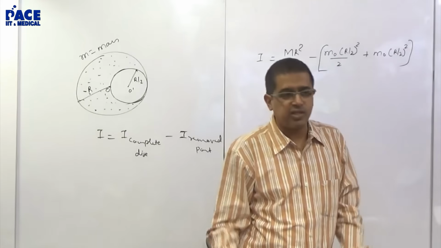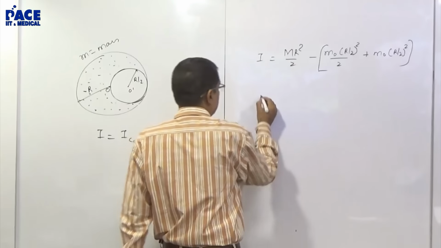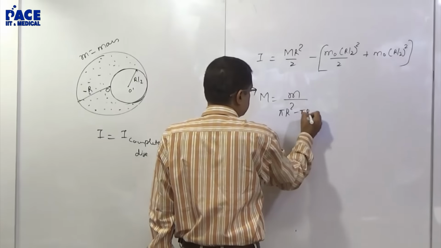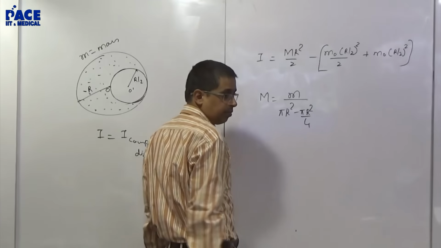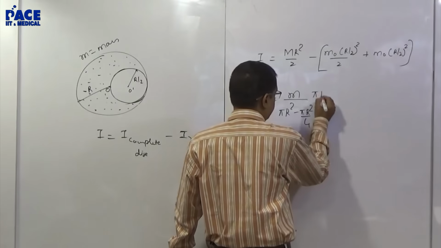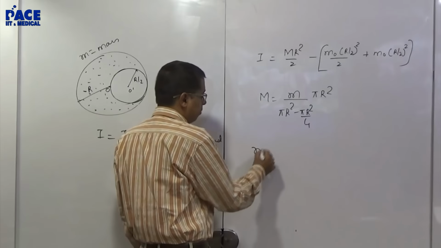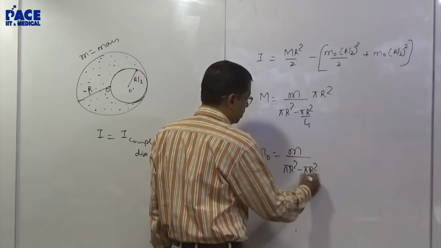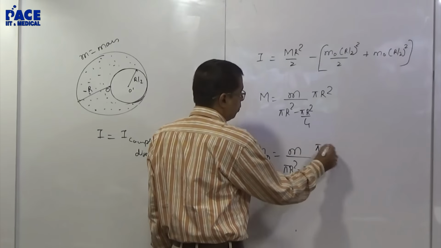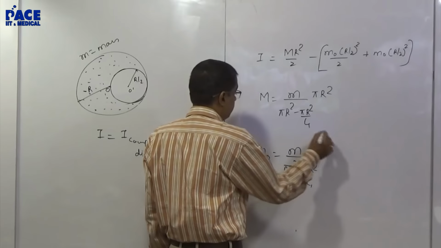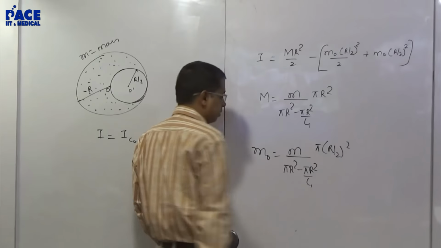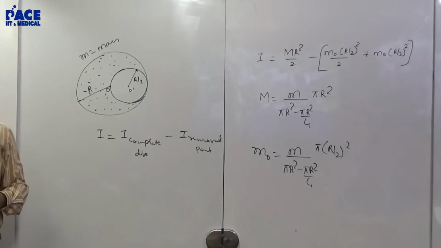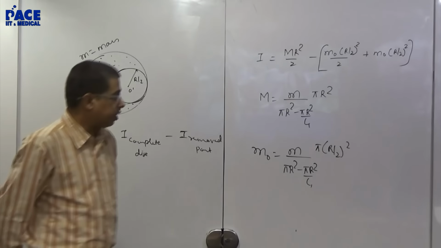Now do the subtraction after substituting capital M and M naught. What will you substitute for capital M? Mass per unit area into pi r square minus pi r square by 4. M naught will be mass per unit area into pi r by 2 whole square. Substitute this M naught and M here, you should be getting the answer. Simplify and tell me what answer you are getting.